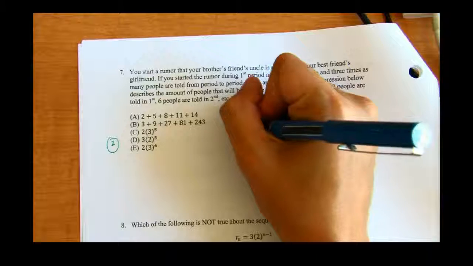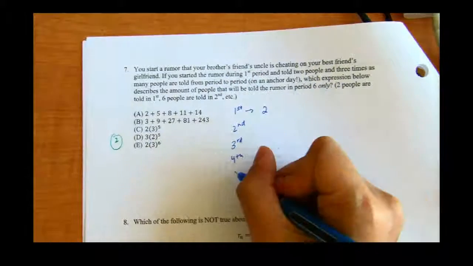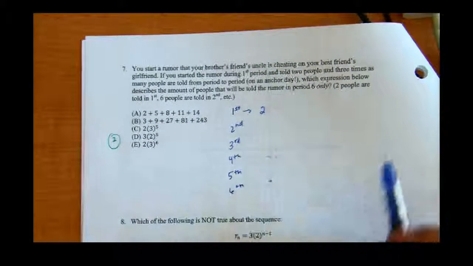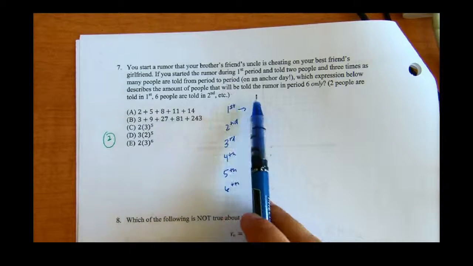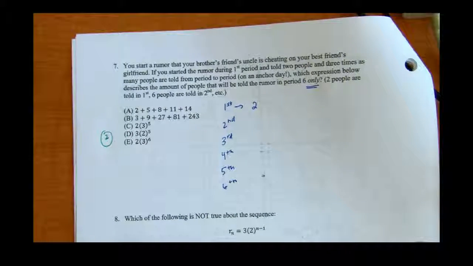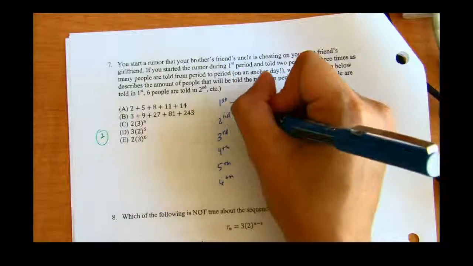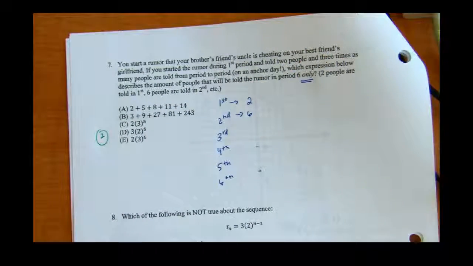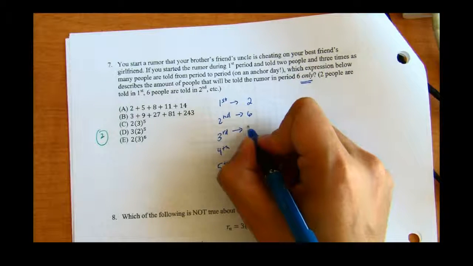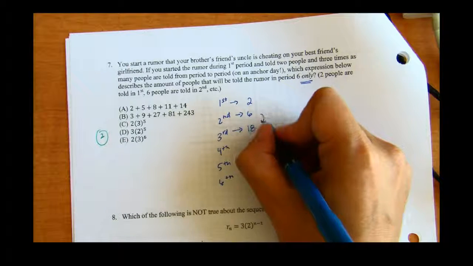So I know I've got 6 periods: second, third, fourth, fifth, sixth. Which expression below describes the amount of people that will be told the rumor in 6th period only? So I'm given kind of this nice little hint. 2 people are told in first, 6 people are told in second. So if it's tripling, 6 times 3 is going to give me 18. And then I'm going to keep multiplying by 3.